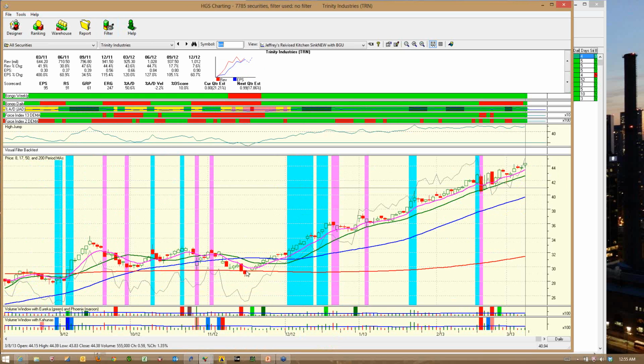What a nice bull run. It'll break above the 200. You see the Eureka telling strength in the market, and just a number of pocket pivots and a very powerful move.